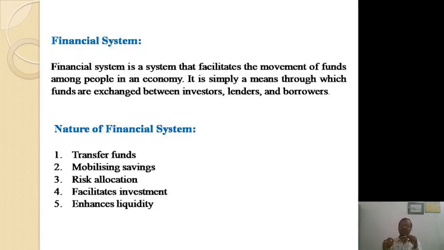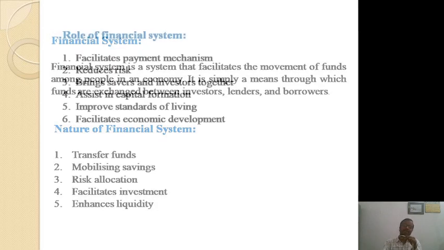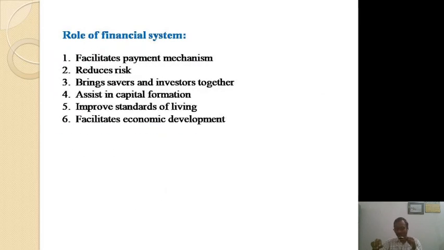Finally, it enhances the liquidity in the economy. Here, the financial system always ensures proper flow of funds from one person to another, or from the surplus sector to the deficit sector, so that it can ensure availability of funds at any time. So this simply shows the nature of the financial system. Then what about the role of the financial system? Whenever we speak about the role of the financial system, the first point we have to discuss is that it facilitates the payment mechanism.